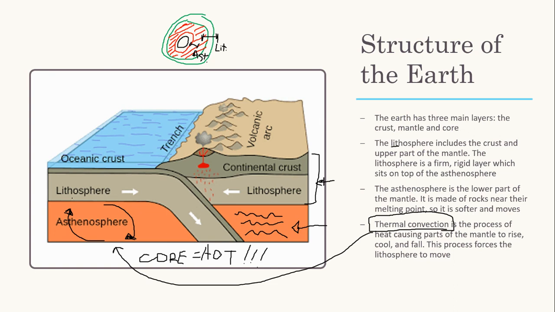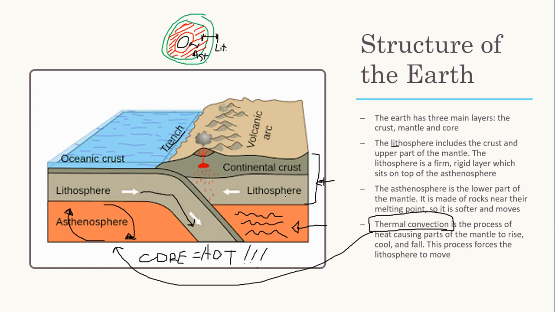And as you can see, as this thermal convection occurs, it's going to force our lithosphere to move. In this case, it's being moved downward and it's being forced under this bit of lithosphere. And this would form what we call a trench. But we'll look more next week at how mountains, volcanoes, and trenches form.